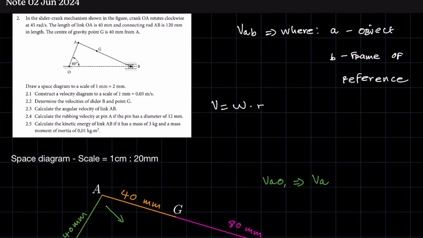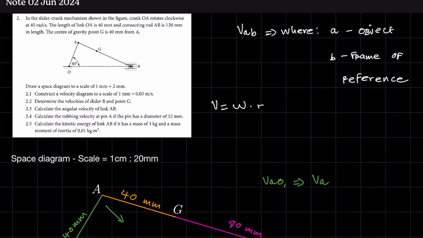So this is what you're looking for. We have the angular velocity, it's 45 radians per second, times OA, which is 40 millimeters. That in meters will be 0.04, right? So then you calculate this, and in calculating this, we get 1.8 meters per second. So VA is equal to 1.8 meters per second.